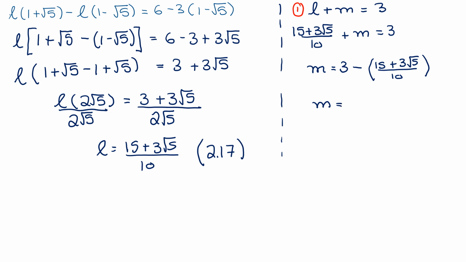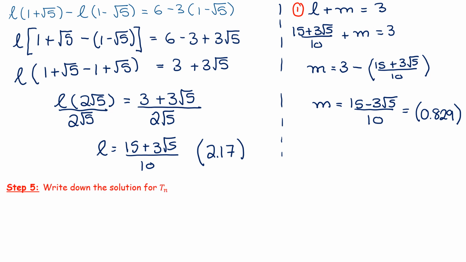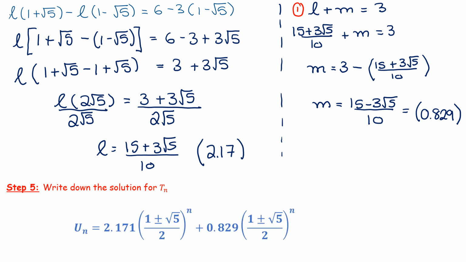And then we do 3 minus your previous answer, and we get (15 minus 3 root 5) over 10. And in decimal, that gives us 0.829, going an extra decimal place there because in the last one it was 2.170. So you can put your answer back in thirds, or you're welcome to do it in decimal. It doesn't matter. So let's write down the solution for L and M. It looks like this. I put it in decimal, but you're welcome to put it in thirds either.